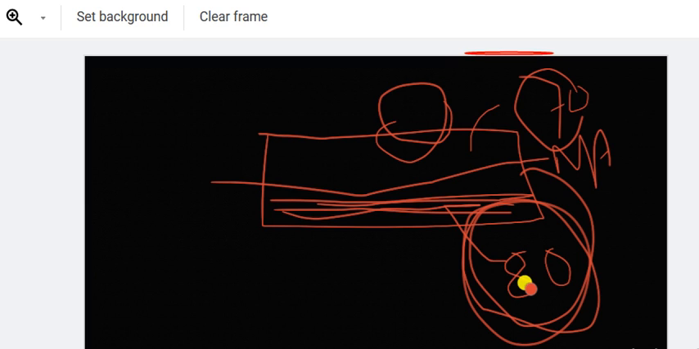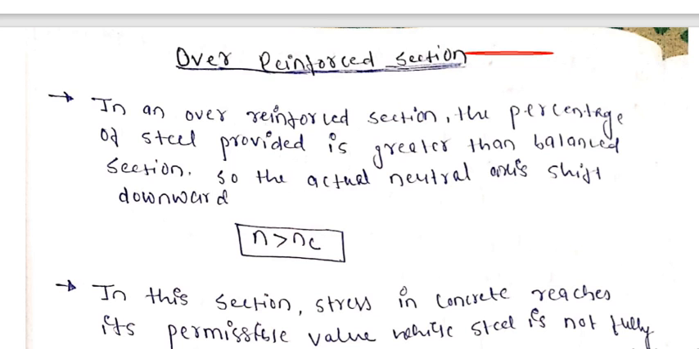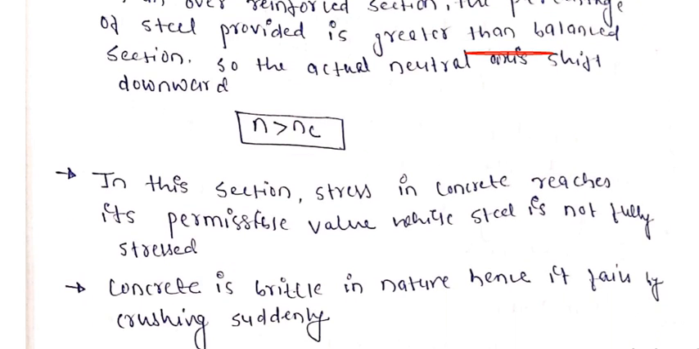Concrete always fails suddenly, means before failure in the over reinforcement section it does not show any sign. So this type of section is very risky to design, as the structure may fail at any time. So be safe. That is why I said that the under reinforcement section is perfect for designing. Here the concrete is brittle in nature, hence it fails by crashing suddenly.